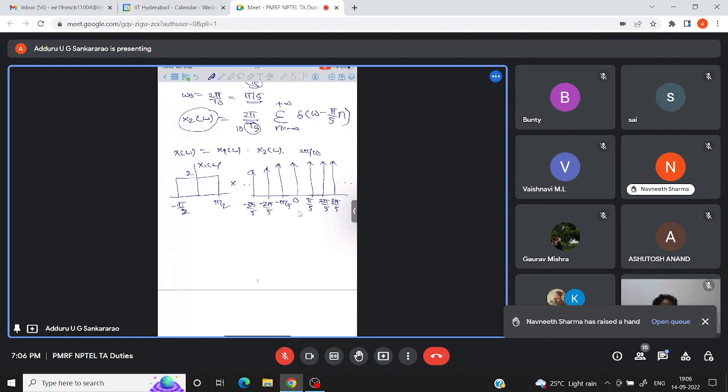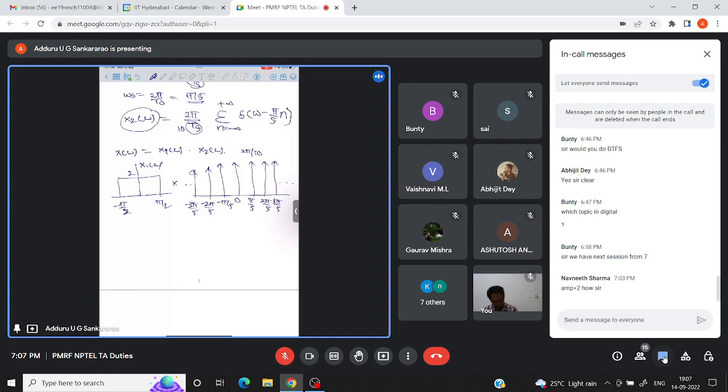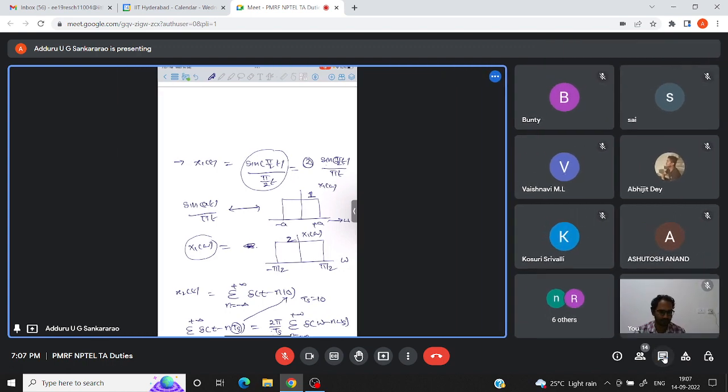Okay, yeah, Navneet, tell me, you have raised your hand. Amplitude equal to 2, how, sir, you are asking? Yeah, amplitude is 2 here, because you see in the question it is given sine pi by 2t by pi by 2t, right? So this 2 I am writing here, since this is in the form of sine at by pi t. If it is sine at by pi t, it means amplitude 1, but this extra 2 is there, right? That's why we will have amplitude 2 here. Is that okay, Navneet? Fine.